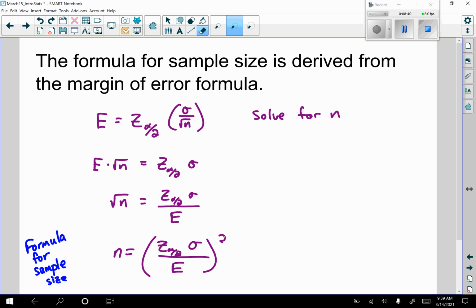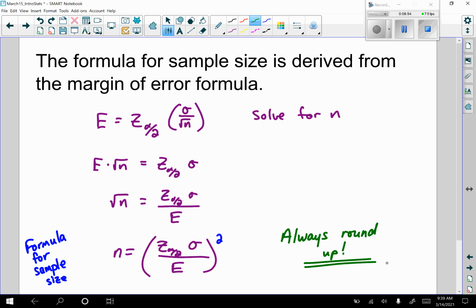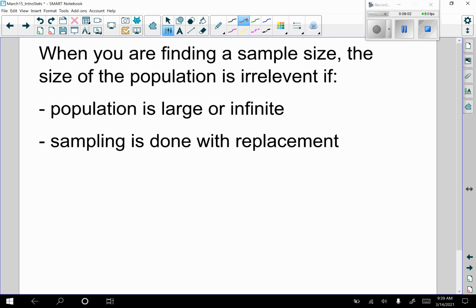Now in this case, we always want to round up. Now, a few facts about finding sample size. The biggest, though, is the size of the population is irrelevant when the population is large or infinite, and sampling is done with replacement.